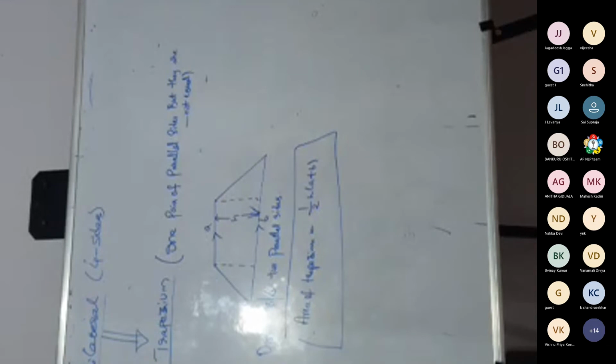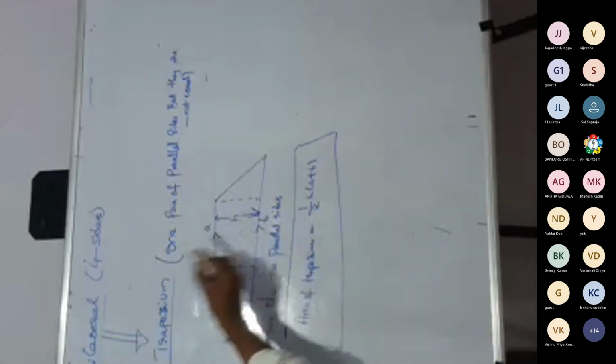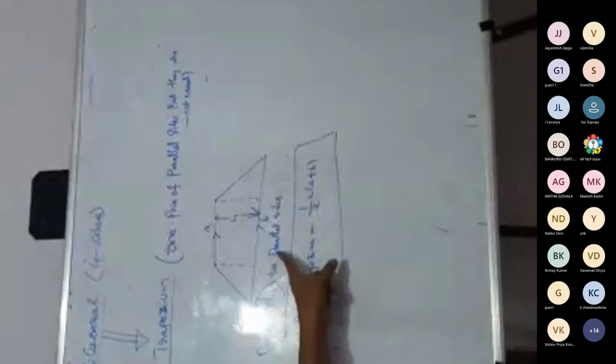So one pair of parallel sides, but they are not equal. This A and B are parallel sides, and H is the distance between the 2 parallel sides. This is not black and white. It is between. Please observe. Distance between 2 parallel sides. Okay. This is distance between 2 parallel sides.